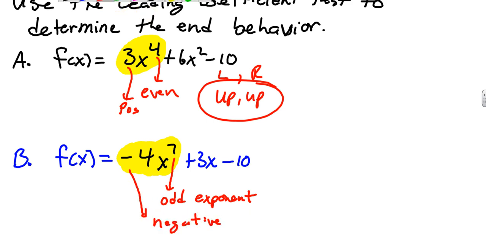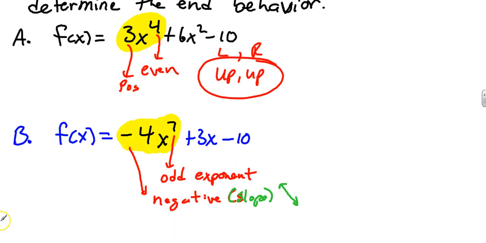So when it's negative, think about a line that's got a negative slope. It's not really a negative slope, but think about if it was a negative slope line. That's that, right? So your left is up and your right is down, so this one's going to be up, comma down.